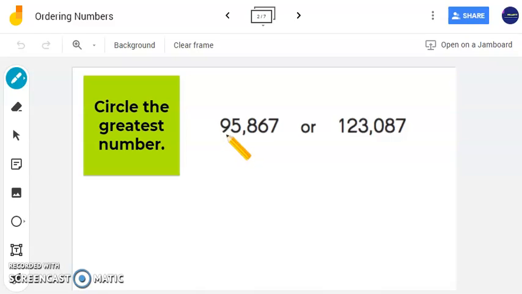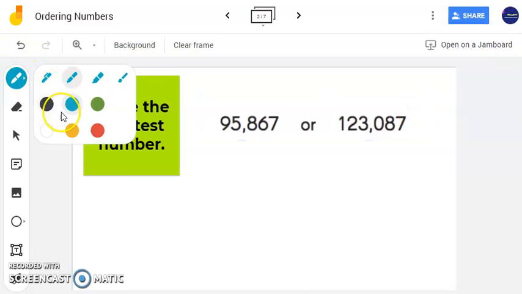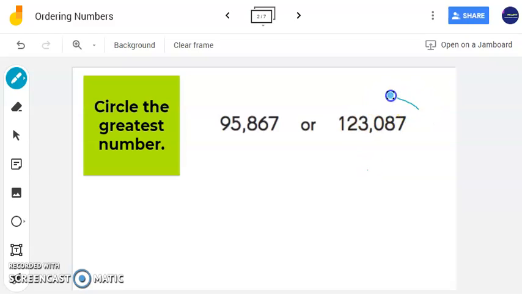place. Now, even though my first digit is a 9 and my first digit here is a 1, notice the place it's in. The value of this 1 is 100,000, while the value of this 9 is 90,000. Now 100,000 is much larger than 90,000. Therefore, my answer here, 123,087, is going to be much larger than 95,867. Again, notice the number of digits. This has 6 digits, this has 5 digits.